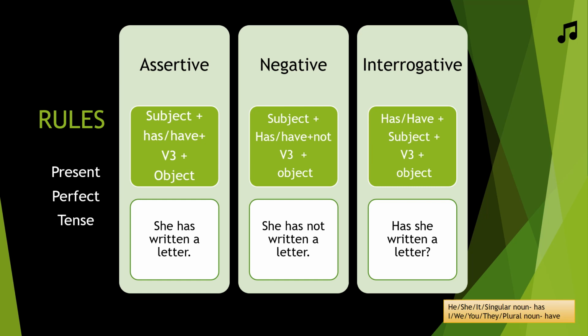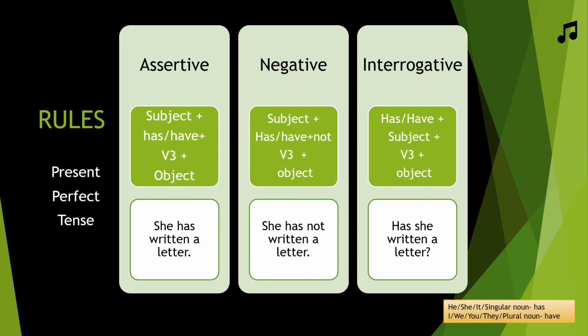See the example. She has written a letter. With has, we have used the third form of write, that is written. The subject and object are the same. Then in negative, with has, we have used not. She has not written a letter.